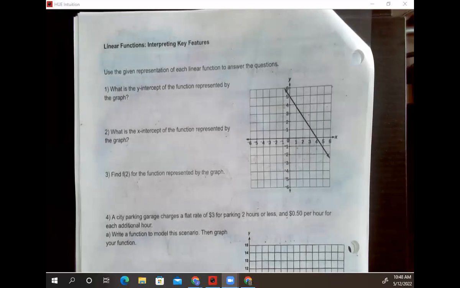So we're going to see some graphs. We're going to interpret functions with a context. We're going to talk about points on a graph. We're going to write an equation. We're going to graph something from an equation. Everything that we've looked at so far is all tied together for today.